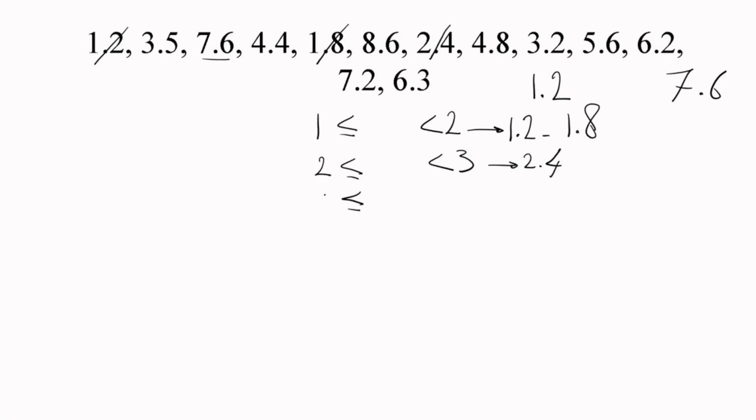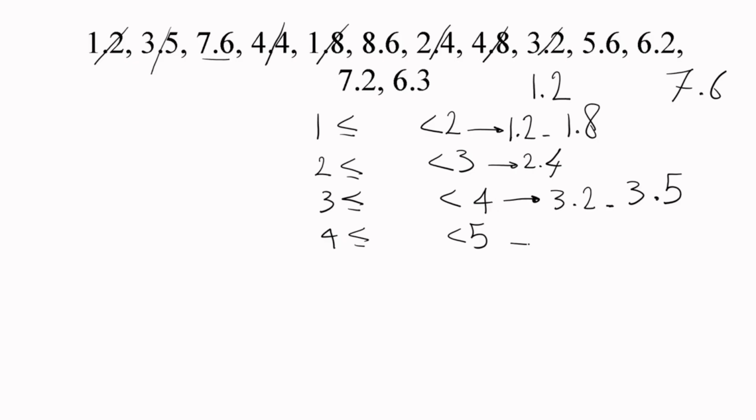When it is between 3 and 4, what do I have? I have 3.5. Anything else? 3.2, and I prefer to write them in order, so 3.2 and 3.5. When this is between 4 and 5, 4.4, 4.8. Only these two numbers, 4.4 and 4.8.